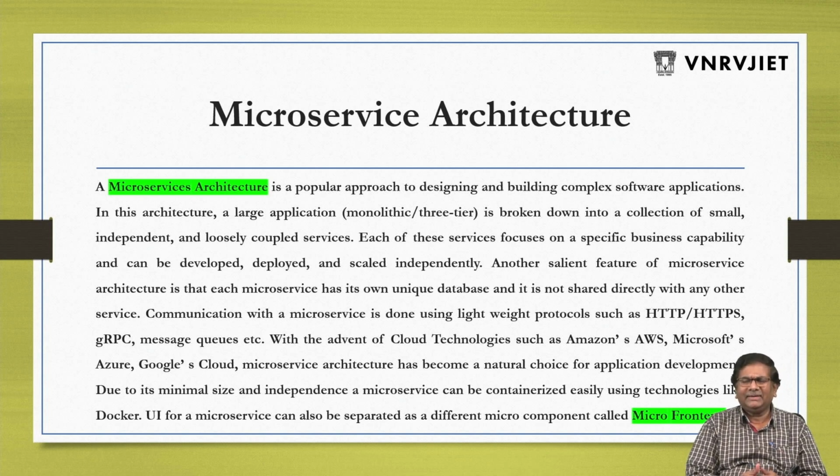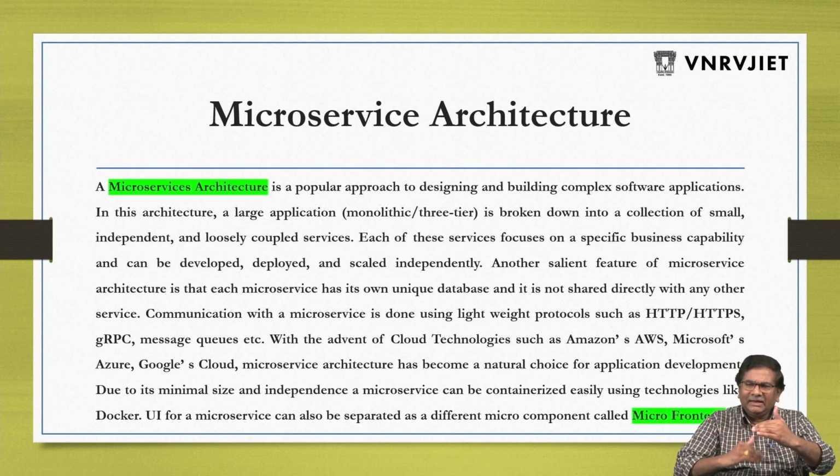So a microservice, just to explain this, is like a three-tier architecture. However, in three-tier architecture, the entire business logic is there in the application level, whereas in microservice architecture, the entire application layer is divided into multiple services, multiple components. Each component is one feature.